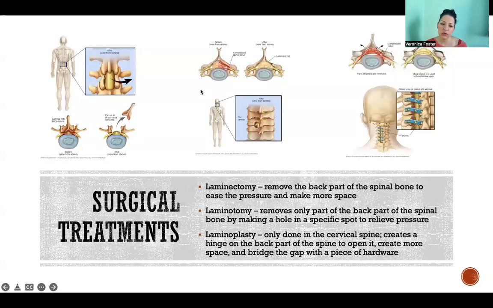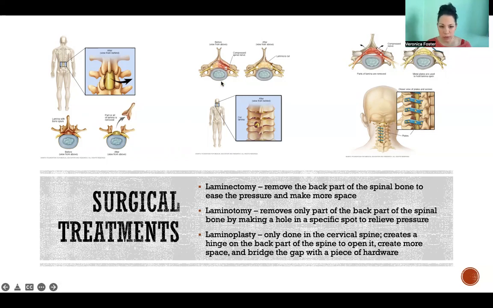All right, when it comes to surgical treatments, there are 3 options available. Laminectomy, that's the picture all the way on the left here. That's where they remove the whole back part of the spinal bone to ease the pressure and create more space. Like what we see in the picture here, they would remove this entire piece off the posterior portion. So it would completely relieve that pressure. There's no more issue at that level of the spine.